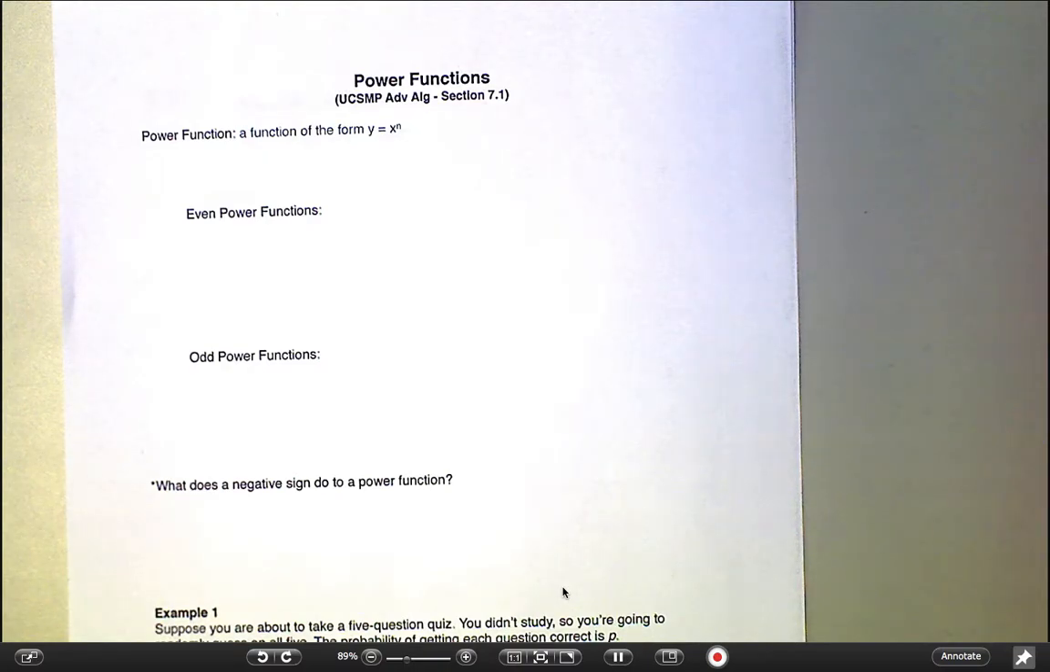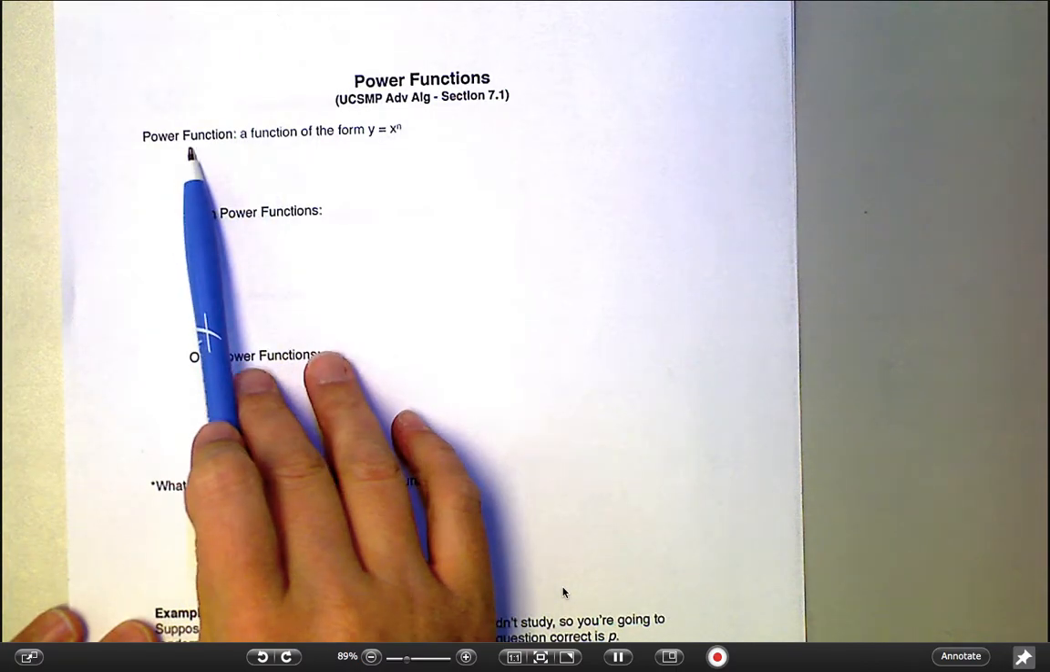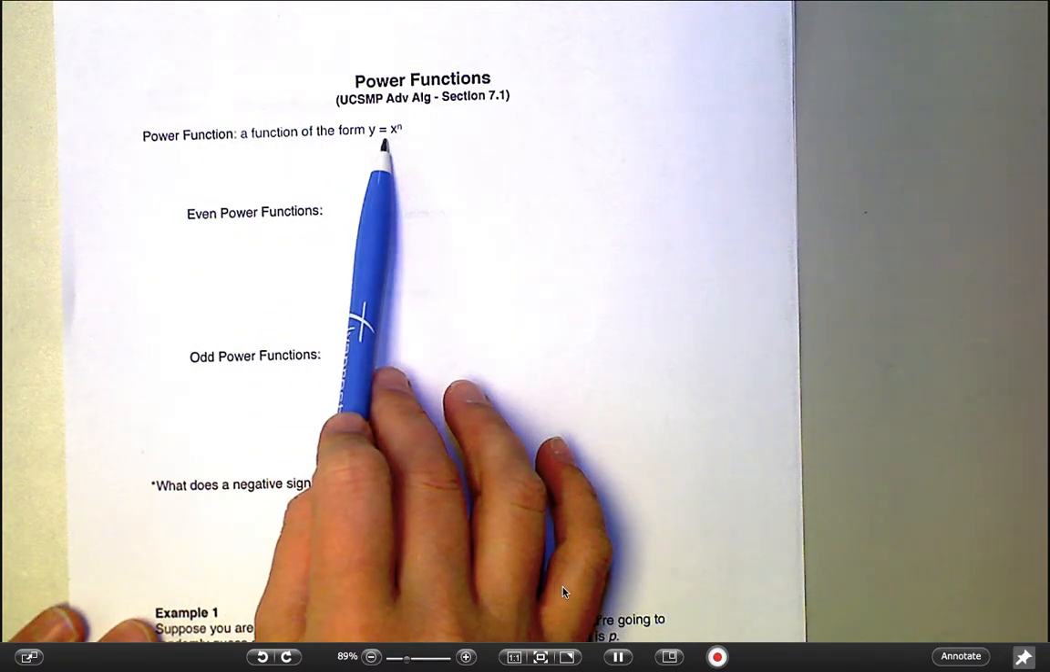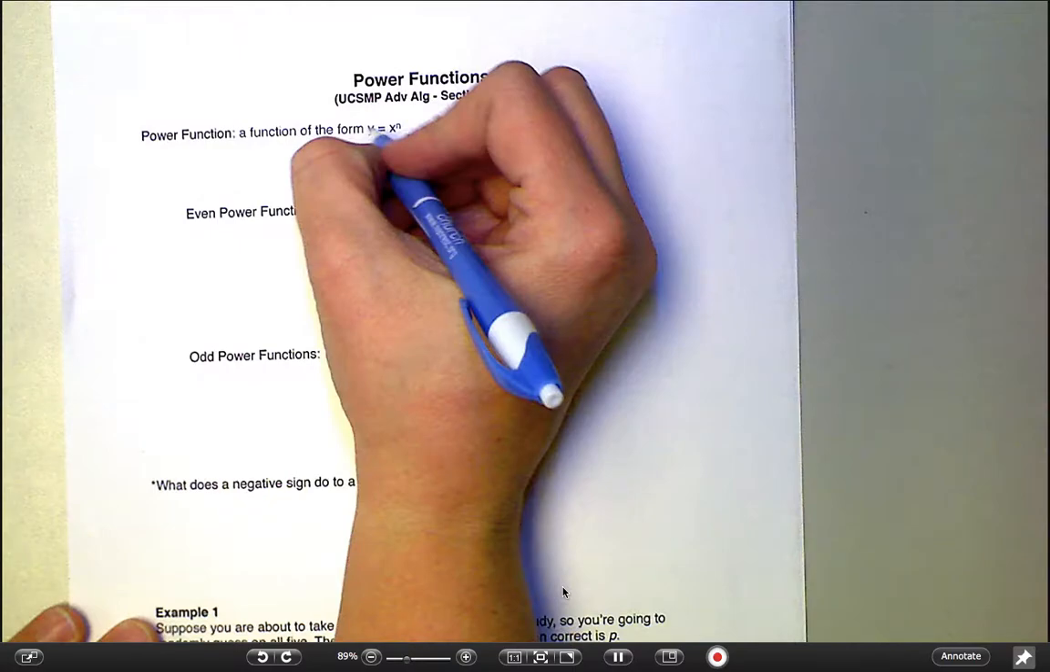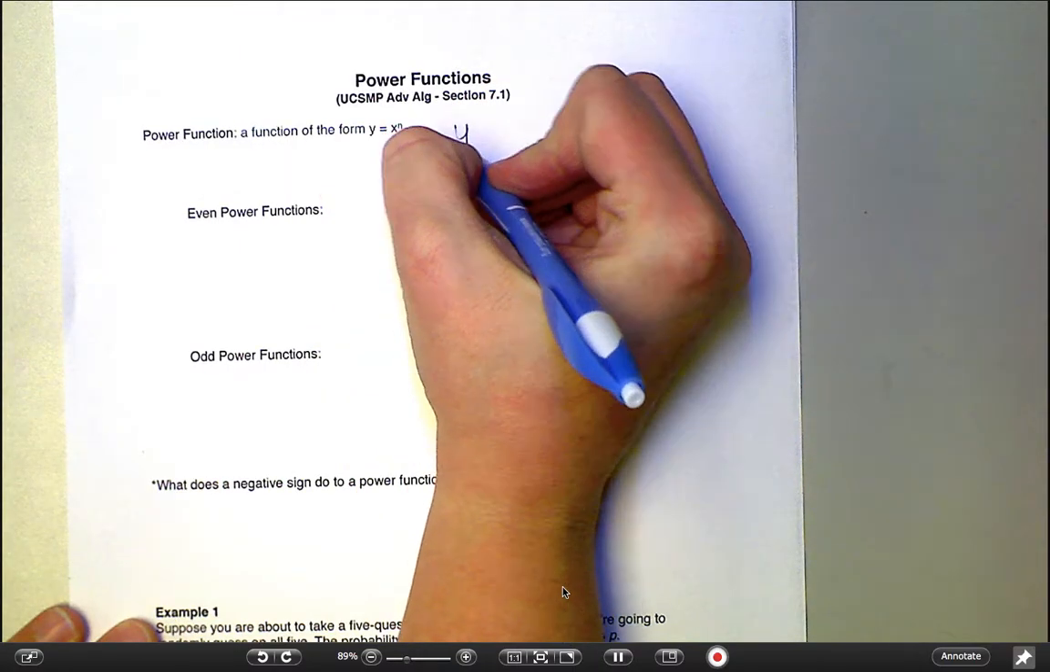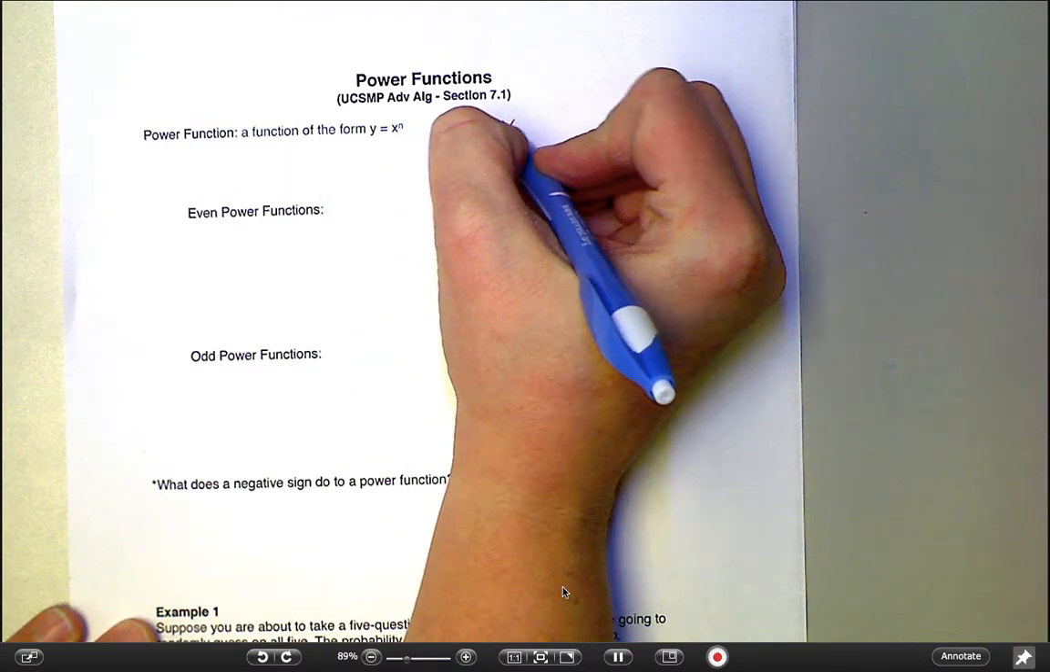It really doesn't necessarily relate to everything else we're doing in the chapter. There are some pieces of it that I guess do. But what we're looking at today are what's called power functions. And power functions are any functions in the form y equals x to the n. So let me just write that part bigger because that's pretty important. Y equals x to the power of n.